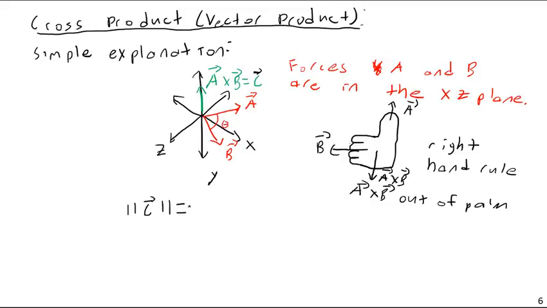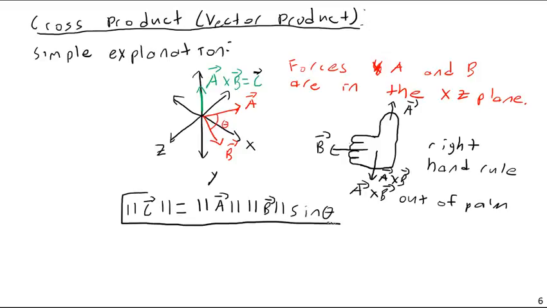So fundamentally, let's go back to this. The magnitude of C is going to be equal to the magnitude of A times the magnitude of B times the sine of theta. So that's one way to describe the cross product operation. Its direction is defined by the right-hand rule, and its magnitude is the magnitude of A times the magnitude of B times the sine of the angle between them. Okay? All right, so that's one way to visualize it.